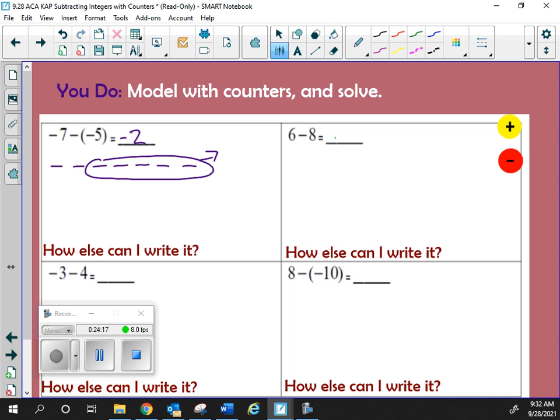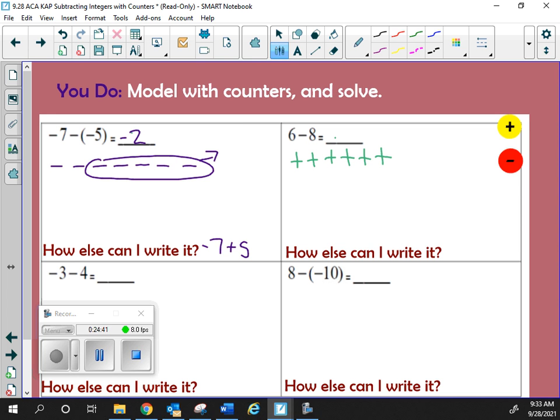Negative 2. What is the other way to rewrite this problem? Negative 7 plus 5. Is negative 7 plus 5 going to give me negative 2 as well? Yes, it will. Okay. Next one, 6 minus 8. Starting with 6, what kinds? 6 positives. 1, 2, 3, 4, 5, 6.